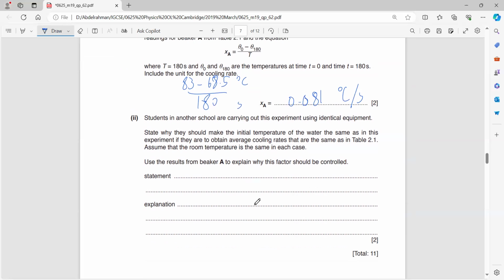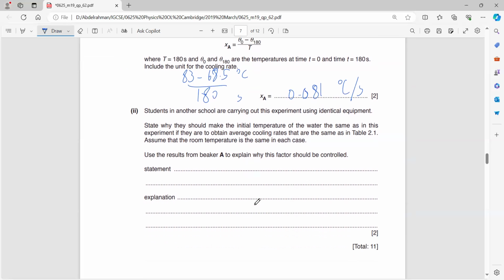Students in another school are carrying out this experiment using identical equipment. State why they should make the initial temperature of the water the same as in this experiment if they are to obtain average cooling rates that are the same as in table 2.1. Assume that the room temperature is not changed. Use the results from beaker A to explain why this factor should be controlled.